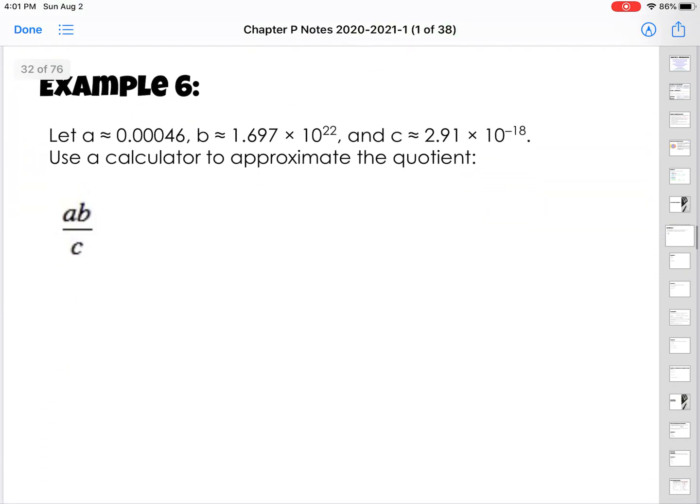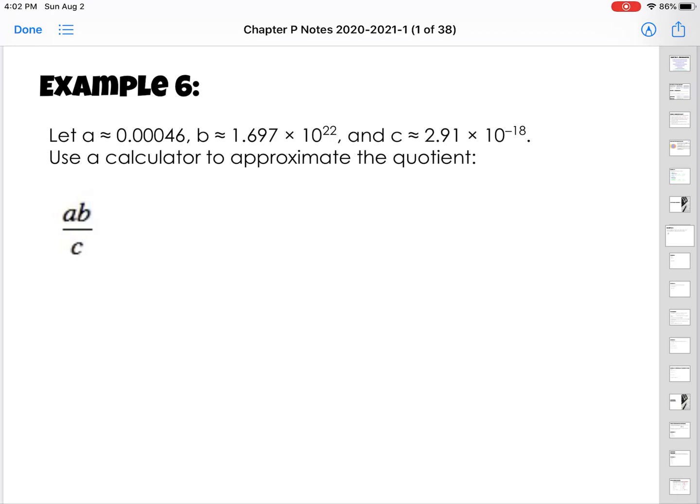All right, in example 7, we want to let A equal 0.00046. B is going to equal 1.697 times 10 to the 22nd. C is 2.91 times 10 to the negative 18th. And we can use a calculator to approximate this, okay?